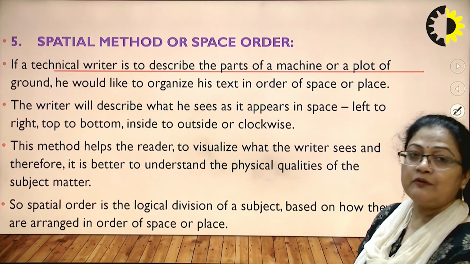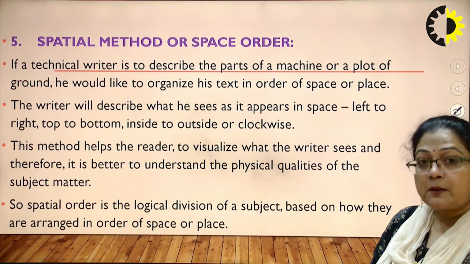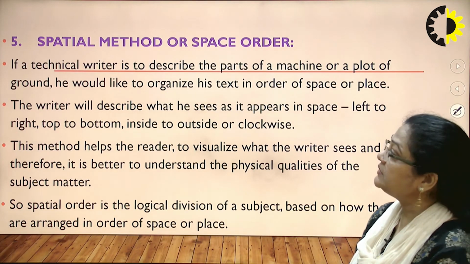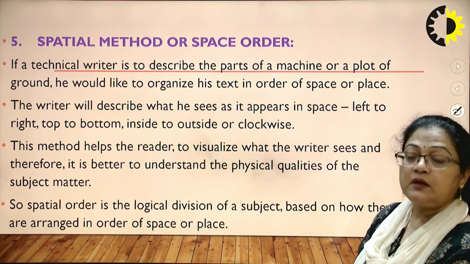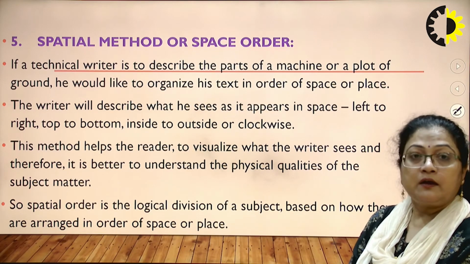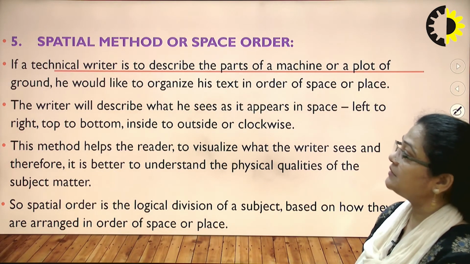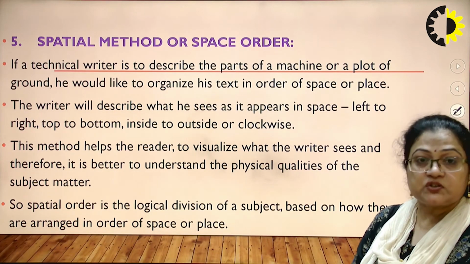It is also a very interesting method to describe something, how it appears. So, it is related to the space or the distance or what is in front of the writer. How does it look? Okay. So, here spatial means related to space, position, right.